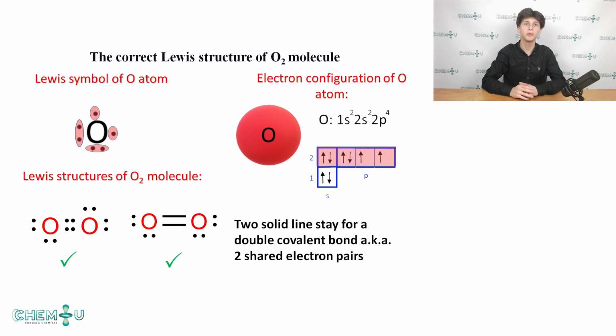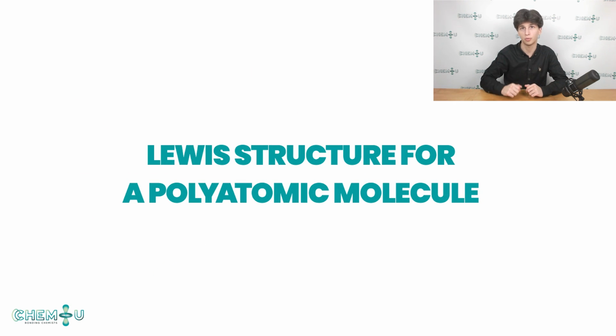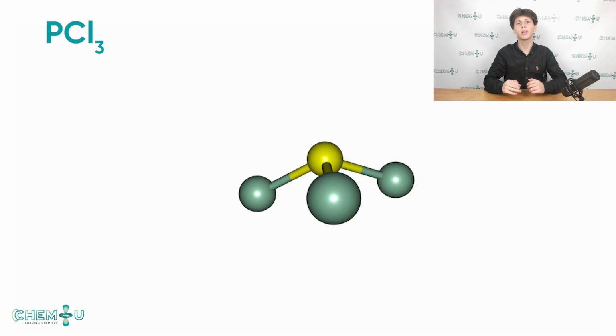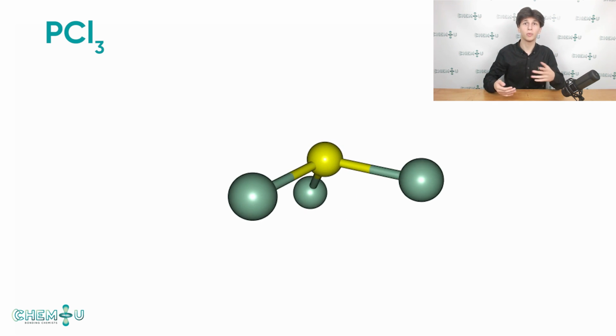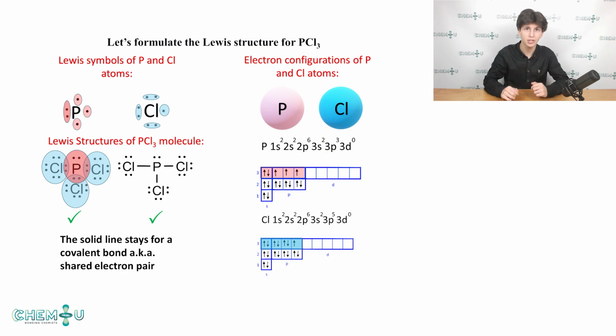Okay, we have formulated the Lewis structures for diatomic molecules. Of course, our next goal is the Lewis structure for a polyatomic molecule. Let's begin with PCl3. Its 3D model can be seen on the screen now. Isn't it beautiful? As usual, we begin with the electron configurations of the constituent atoms. They can be seen on the right-hand side of the slide.